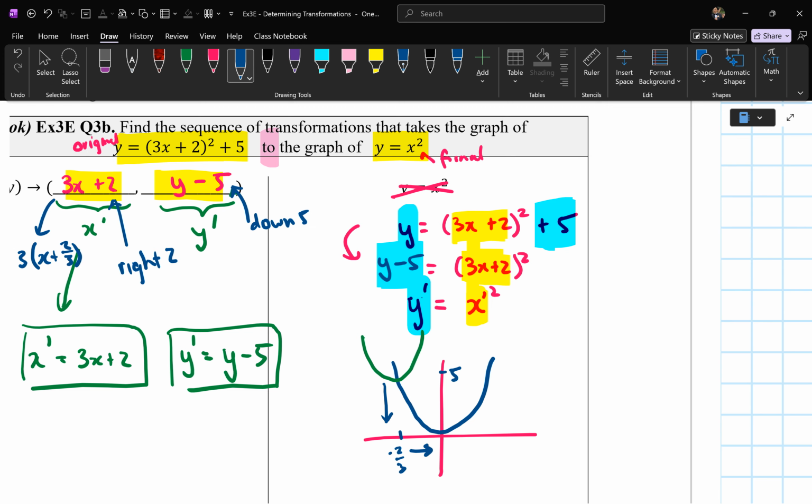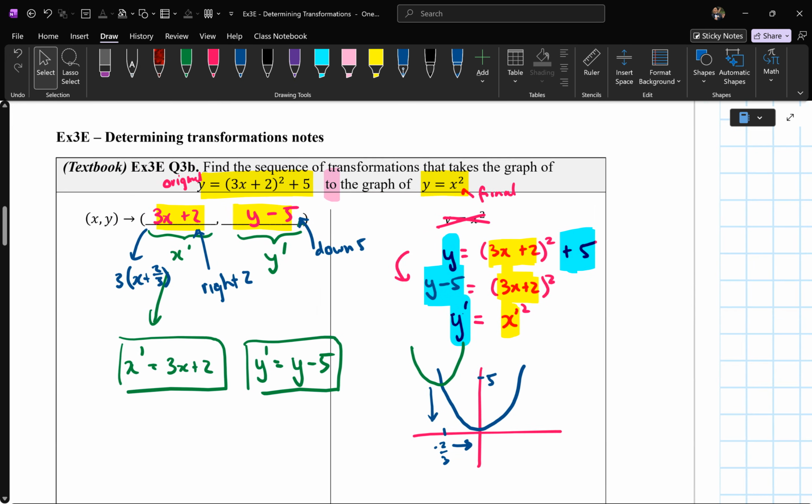Can someone actually check in their exercise 3E question 3b? Did I write the question wrong? Was it x squared moving to 3x plus 2 squared plus 5? It was this way. Oh, okay, cool. Well, yeah, so this is what they wanted you to do then. Cool. Usually I start off with the other way.